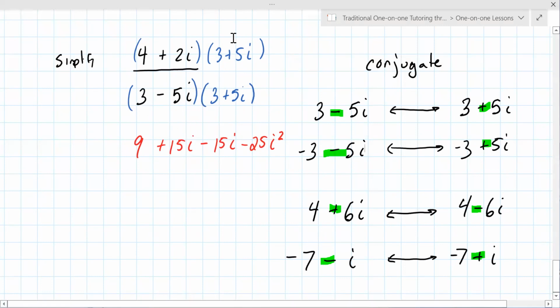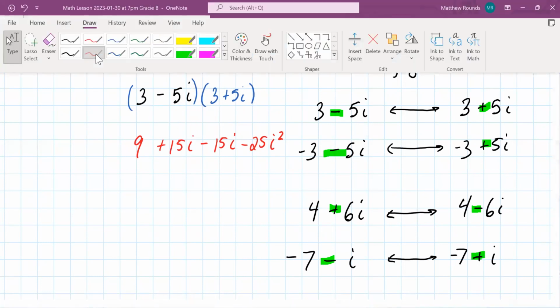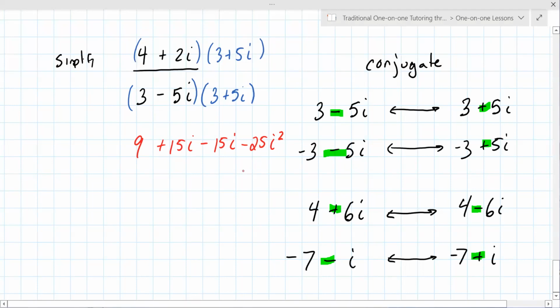That's foiling the bottom. Now, let's keep going here. Let's simplify that a little bit. The last one is minus 25 times minus 1, which becomes positive 25. What happens to the outer and the inner term? They cancel. It is always the case that when you multiply by the conjugate, you get a number. So the bottom becomes 34. That is always the case.